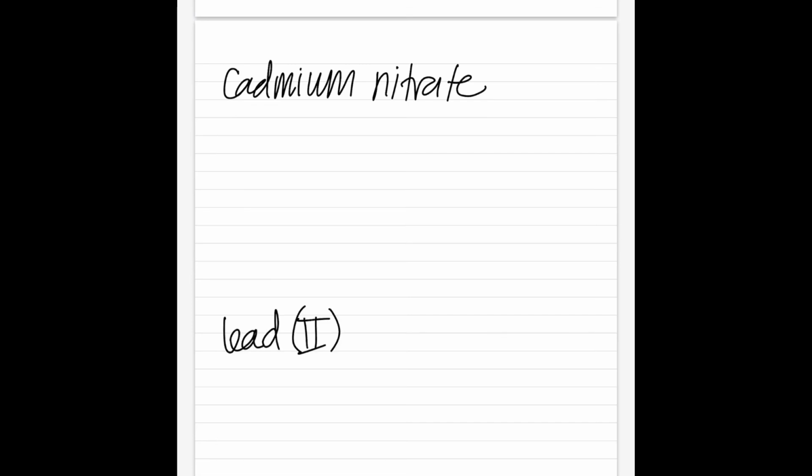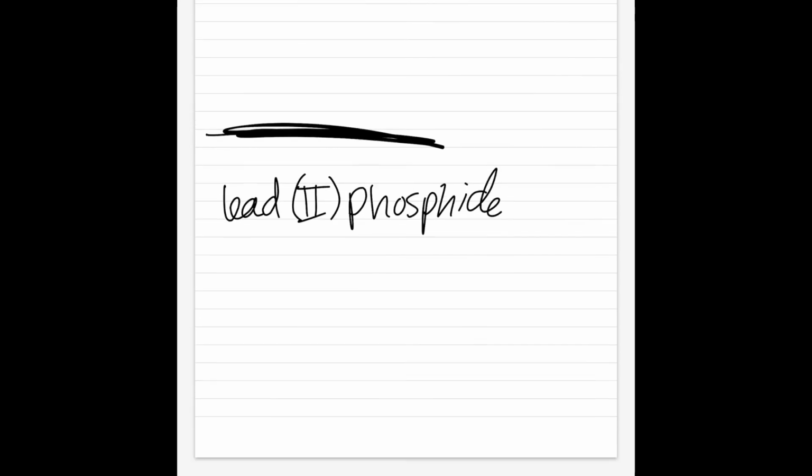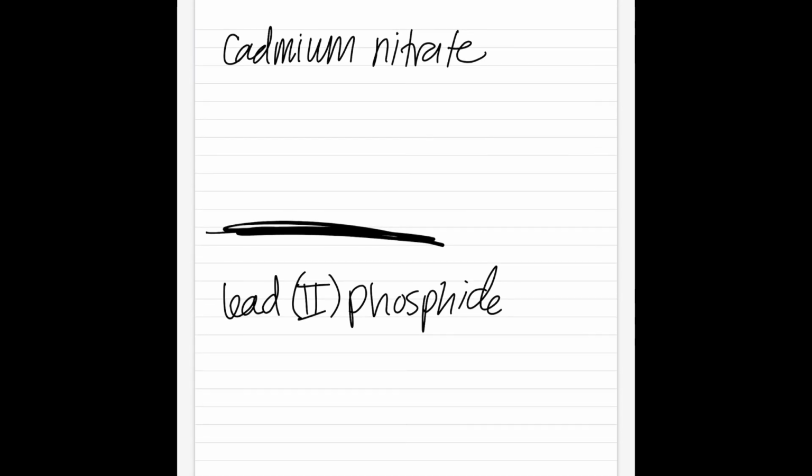Okay, so I've got a couple that I want to give you. Let's do 2. So I'm going to give you cadmium nitrate. And then I'm going to give you lead 2 phosphide. Okay, so I'm looking for the formula for both of these. So pause this video. I want you to work these out.